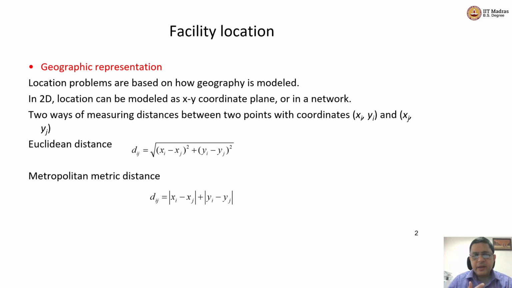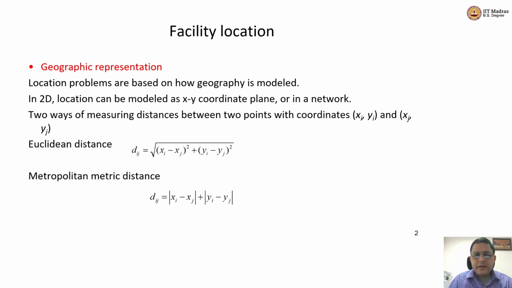I'm thinking about a two-dimensional plane where I'm trying to decide the facility. It may be a map of the city, map of the country, right? If you're talking about global supply chains, the world is your playground. But essentially, you're talking about a two-dimensional graph and some kind of a network on it, where the warehouse is connected to the factory and the warehouse is also connected to the retail store and all that.